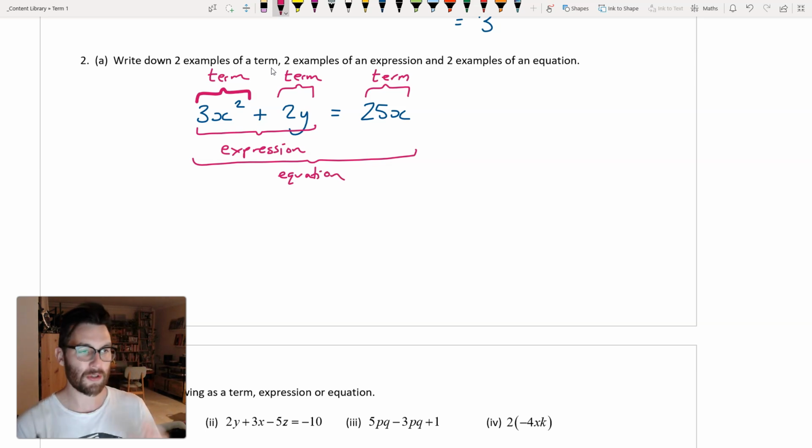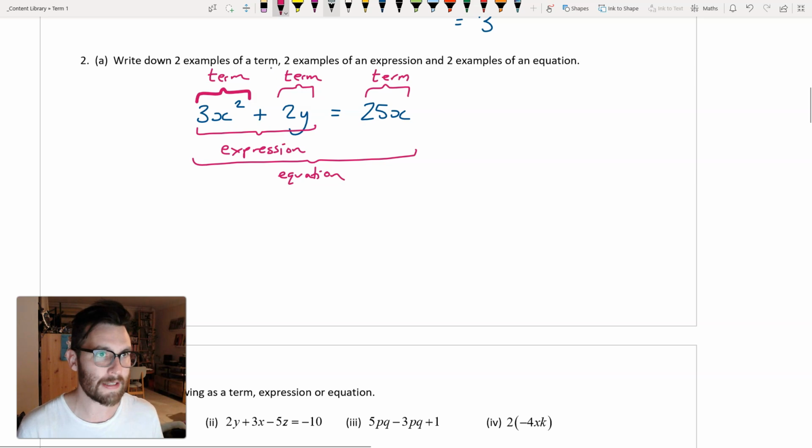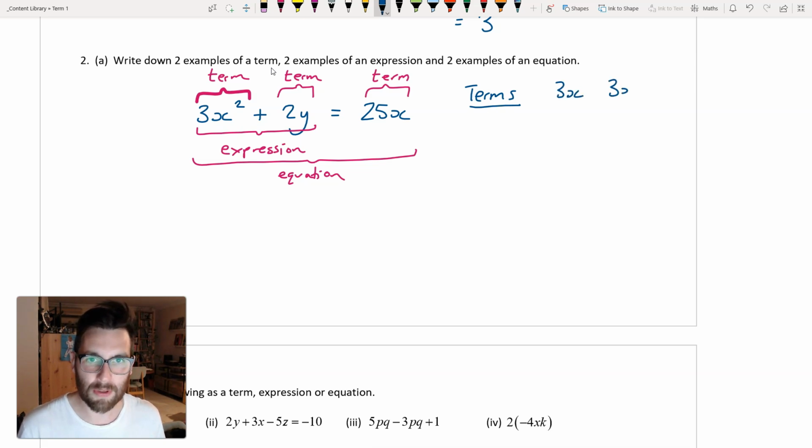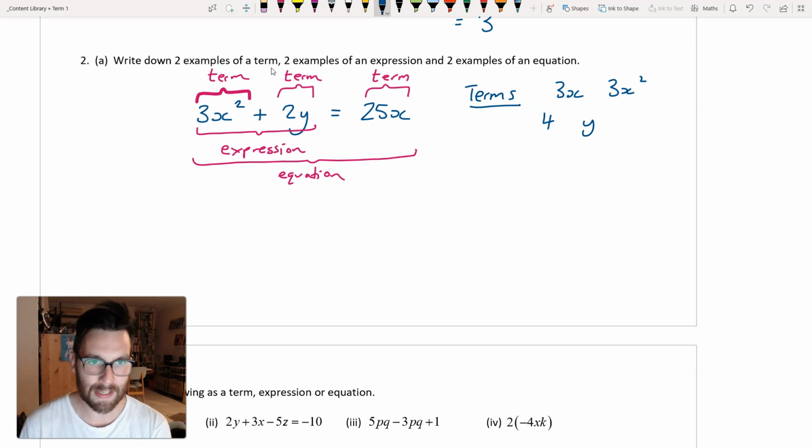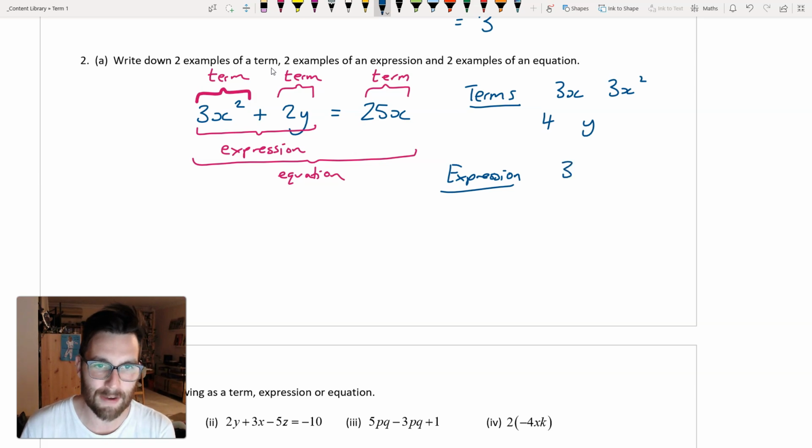So terms are those individual building blocks, I'll write you a few examples of terms. A term could be 3x, it could be 3x squared. Regular numbers are called constant terms, that counts as well. It could be a variable, and if there's no number in front, it just means one of them. So those are all examples of terms. An expression is when we add or subtract a couple of those together. So we could have 3x plus 2y. We could have 2x squared plus 23. I'm just making these up.